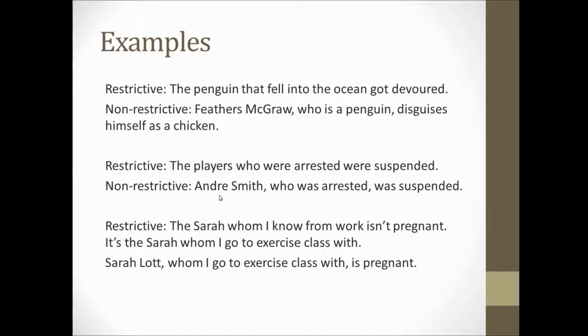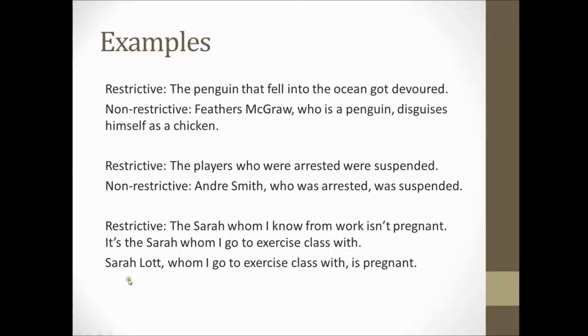Occasionally, even with a name, you can have a restrictive sentence. For example, if you know lots and lots of Sarahs, and you're telling someone about Sarah who is pregnant, and they say, oh, is she going to drop out of exercise class? And you say, no, no, no. Or is she going to quit working? And you say, no, no, no, it's not the Sarah whom I know from work. She's not pregnant. It's the Sarah whom I go to exercise class with. And so even with the name, we might need an identifying clause. Which Sarah? The one I know from work, or the Sarah I go to exercise class with? So that restrictive clause tells us which Sarah.